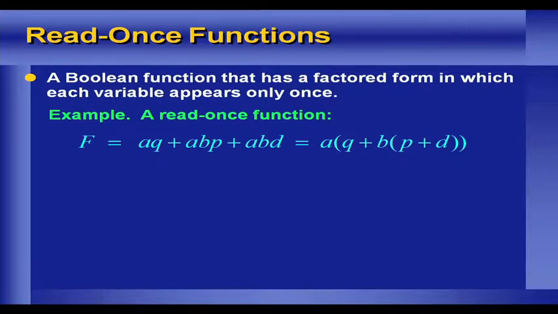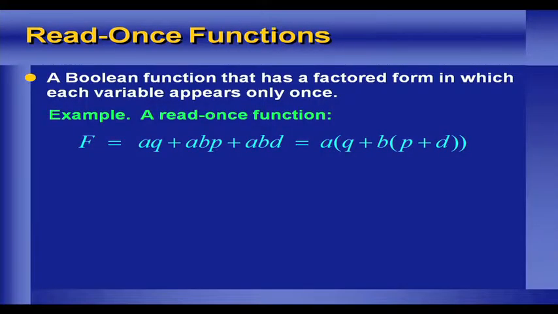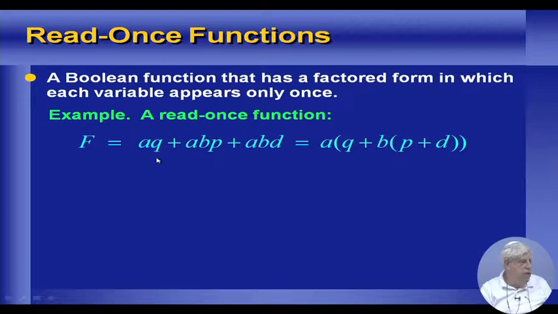So although you are used to talking graphs, I will start by first talking about an application called read once functions. A Boolean function that has a factored form in which each variable appears only once will be called a read once function. And as you can see in this example, we have here a formula, as you might have in logic or some satisfiability problem, AQ or ABP or ABD.